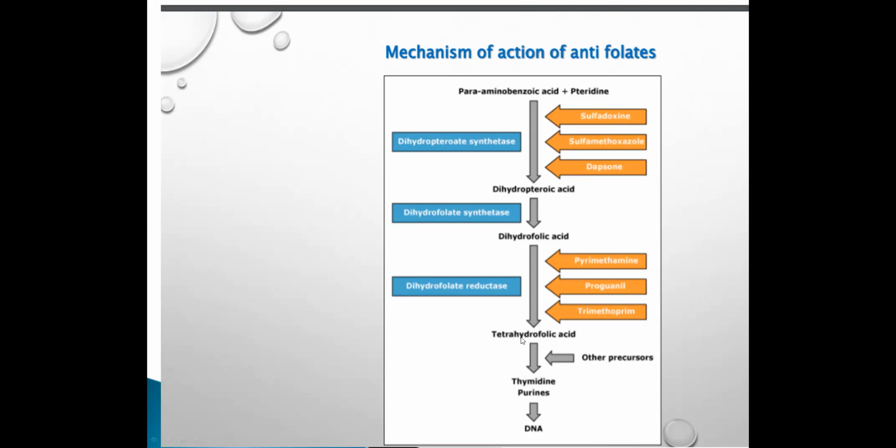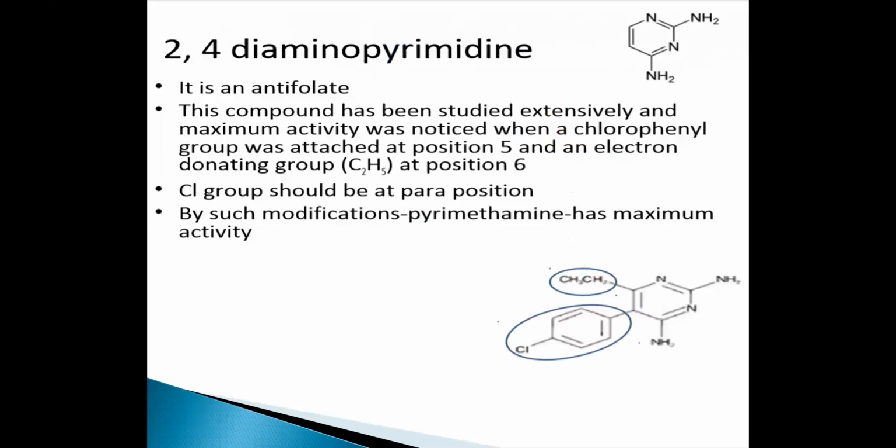Okay, so this tetrahydrofolate is necessary for the synthesis of your thymidine, which is necessary for preparation of your purines, which are the nitrogen bases for your DNA synthesis. Thus, when you inhibit the conversion of dihydrofolate to tetrahydrofolic acid by inhibiting dihydrofolate reductase, this inhibits your DNA synthesis and thus blocks your protein synthesis. This is how pyrimethamine and trimethoprim act. So now let's go for the basic SAR.